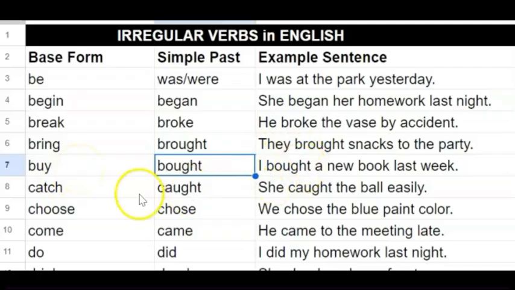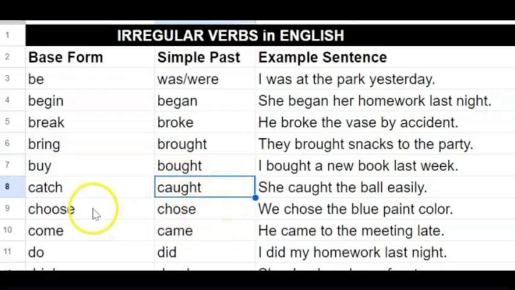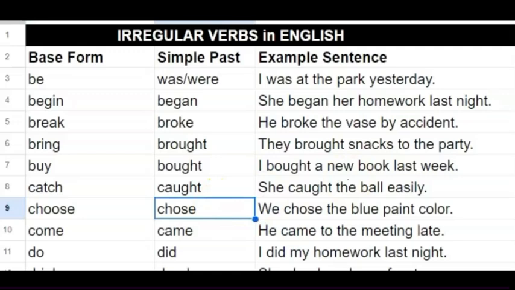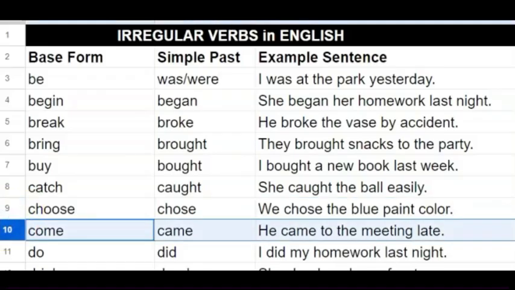And then we have catch turns to caught. And actually in American English, the T kind of disappears, more like caught. She caught the ball easily. Choose turns to chose. We chose the blue paint. He chose, we chose, they chose. She, he, it, chose.